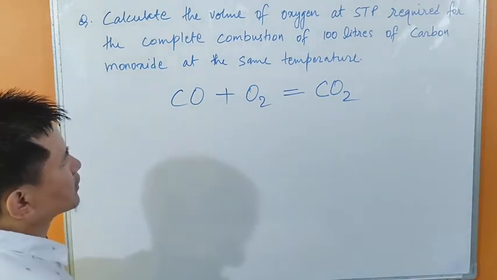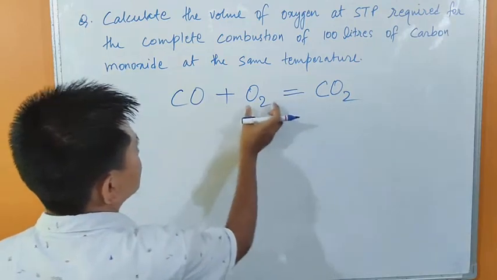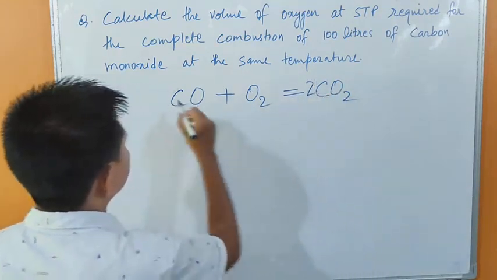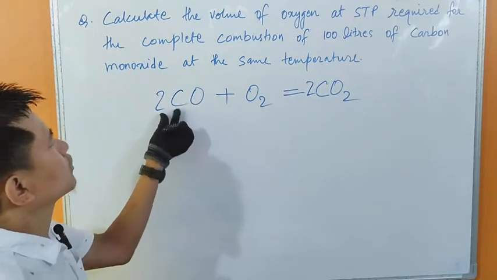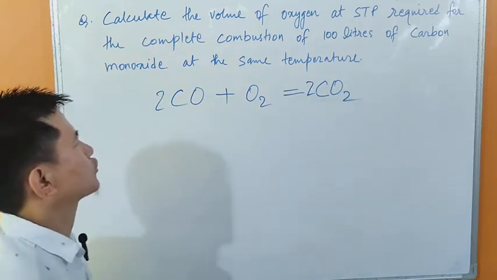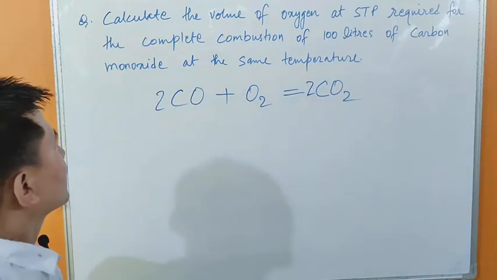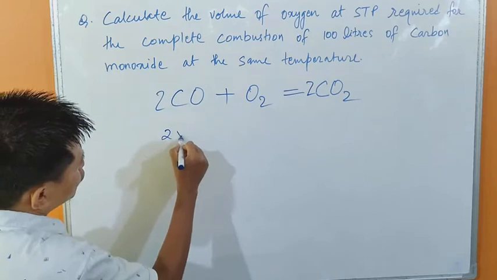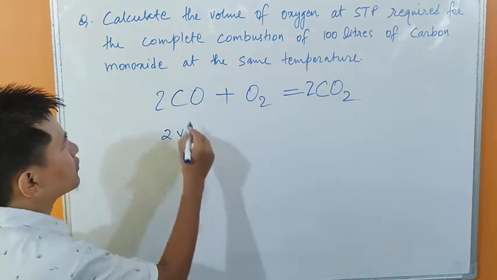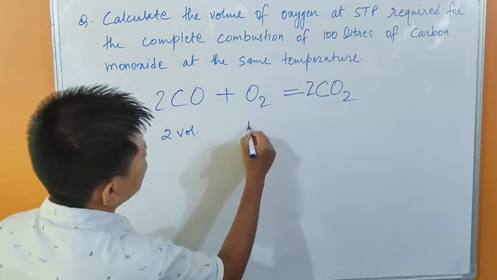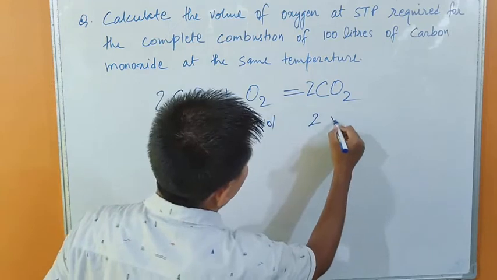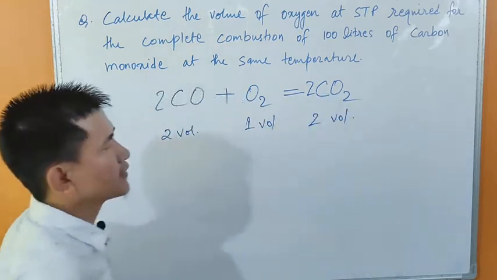Let us balance this equation. We have oxygen 2 here, oxygen 2 here, and here 1. This is not balanced, so let us put 2 here and 2 here. Now it is balanced. 2 carbon, oxygen 2 plus 2, 4, and oxygen 2 to the 4. Oxygen is also balanced. The equation is balanced. Now you can see 2 volumes. Let me explain this in brief. 2 volumes of carbon monoxide reacts with 1 volume of oxygen to produce 2 volumes of carbon dioxide gas.